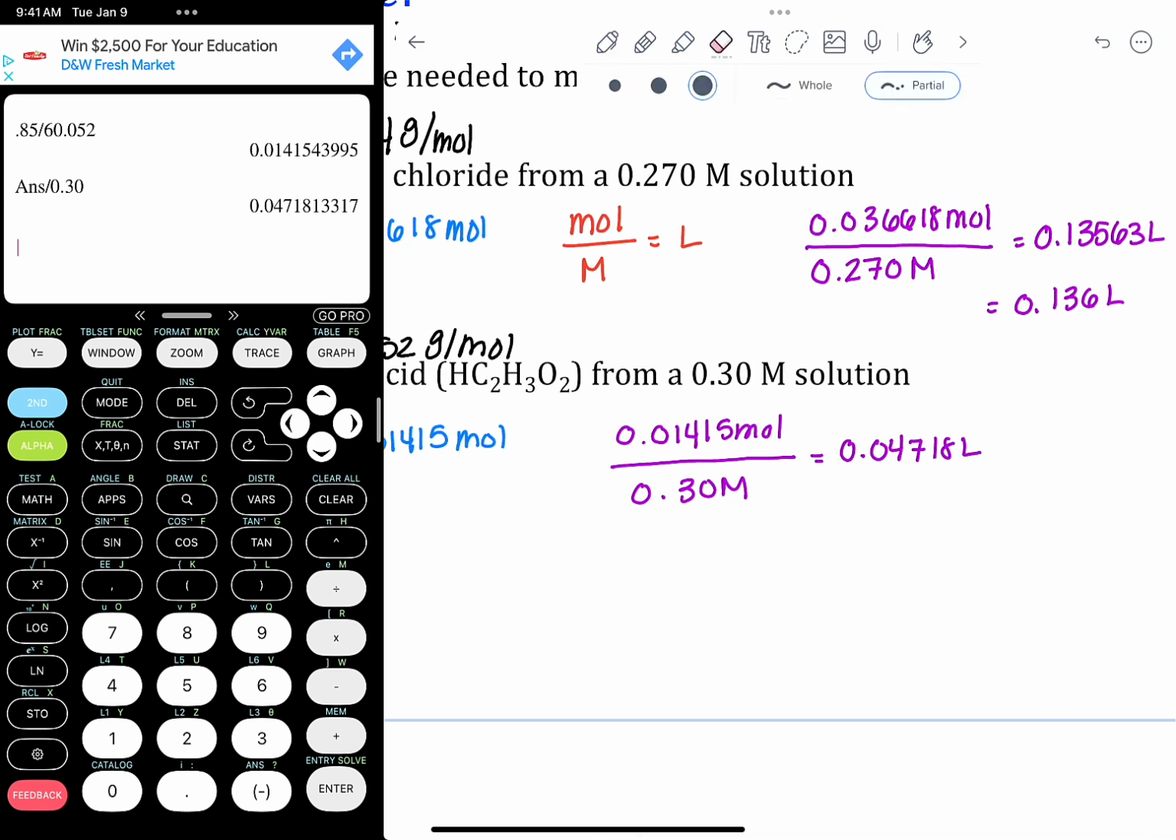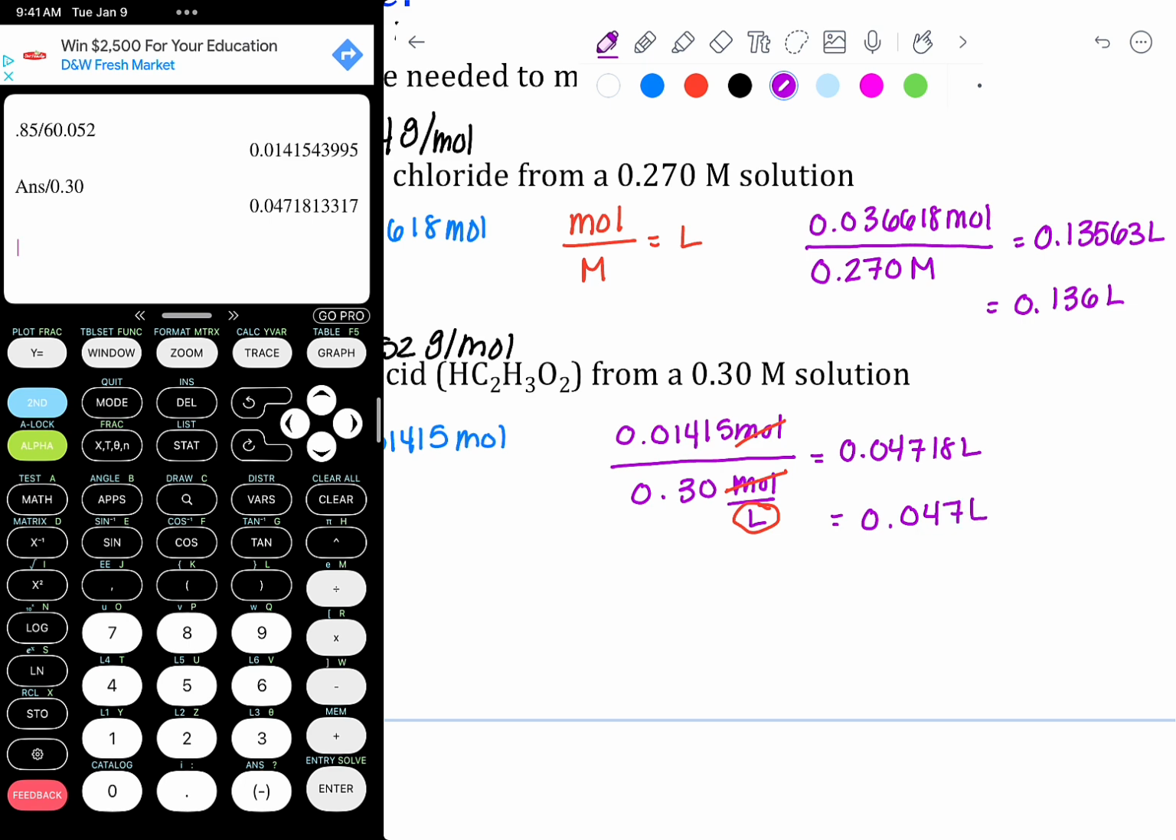Again, just to show how our units are canceling, we have molarity, which is moles per liter. We have moles on top and bottom, so when we do the division, the liters will be left over. So with sig figs, this would be 0.047 liters because there are 2 sig figs in our concentration.